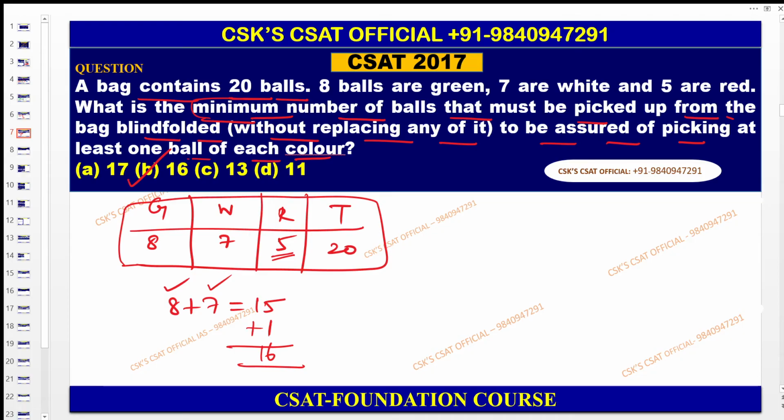Sir, then we take 3 also, no sir? 1 1 1. Huh? How can you say 1 1 1 1? Exactly, you will pick the ball. At least one of each color, sir.